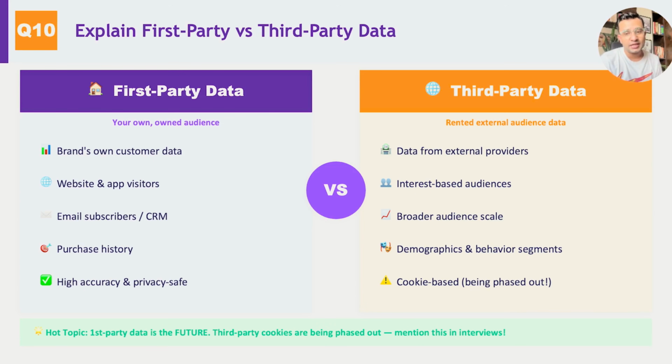But it's a cookie based audience, so it's being phased out now because people are becoming more privacy concerned. So they prefer using first party data rather than third party data, which has been recorded through various websites. When people give access to different apps and websites, this data gets recorded, and people are becoming more privacy concerned, advertisers too. So it's getting phased out now. And you can mention this while giving the answer that first party data is the future. Third party cookies are being phased out. Interviewers would love this, that you are already aware of how things are working in the market.